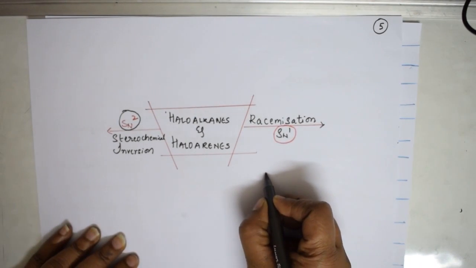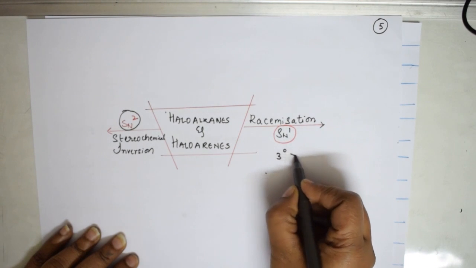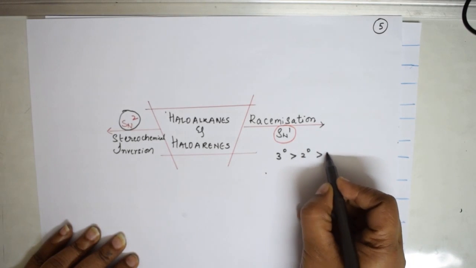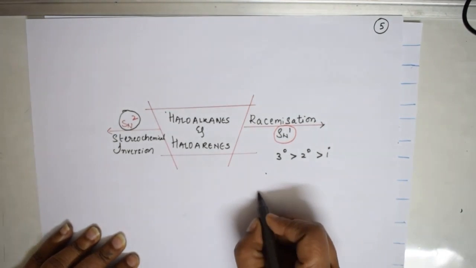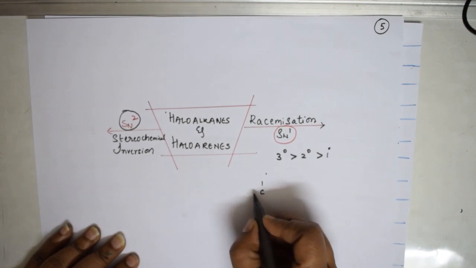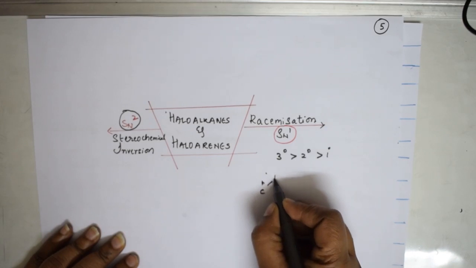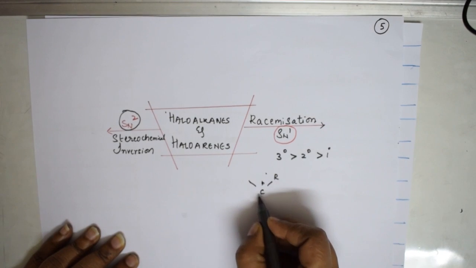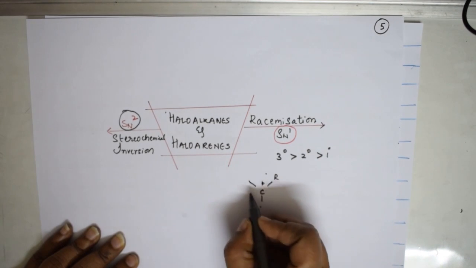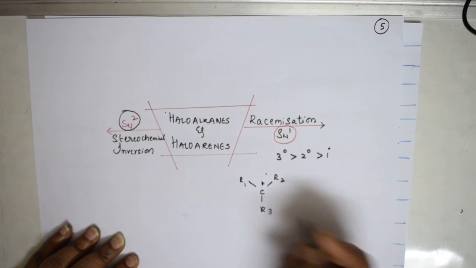Suppose you're going to take, the first important thing you remember, SN1 follows the order tertiary greater than secondary greater than primary, right? Now suppose you take a tertiary carbon with one alkyl group here, one more alkyl group, right? So R1 will be here, R2 will be here, R3 will be here.